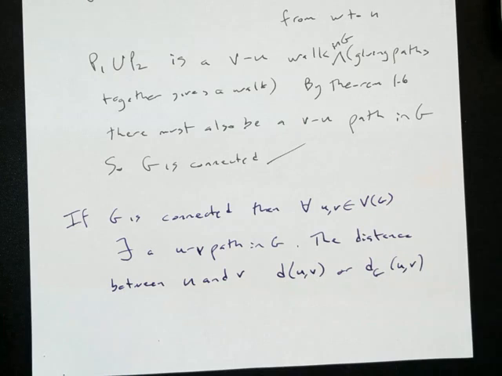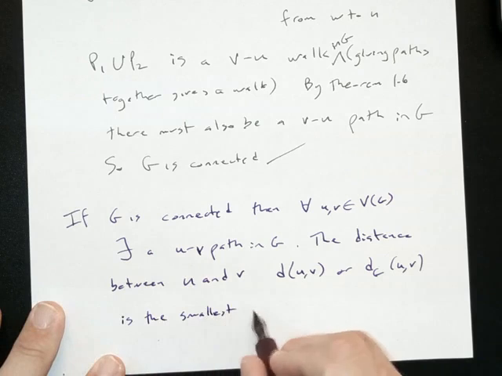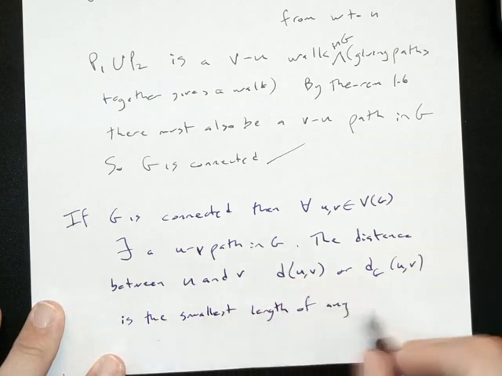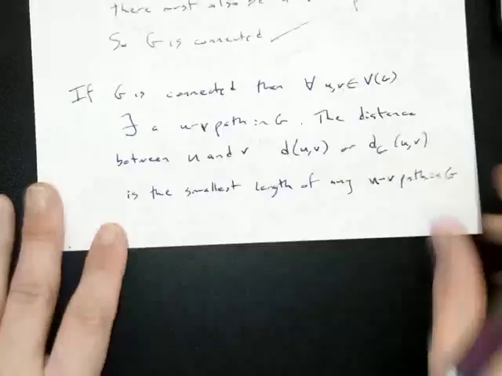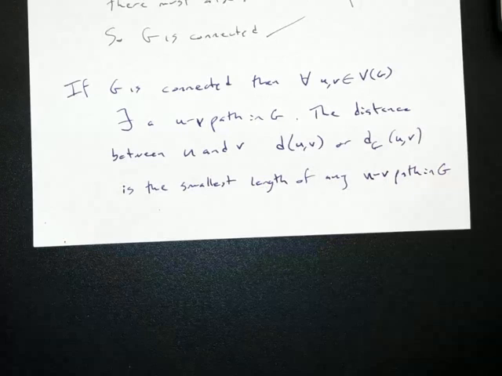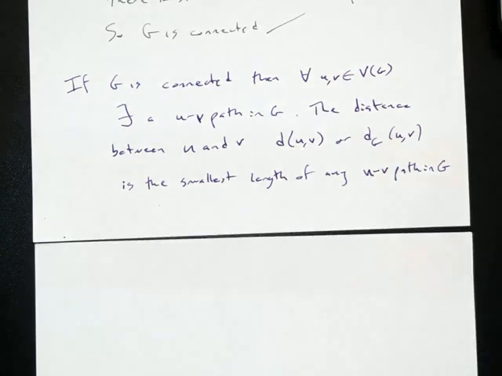And I'll call that d of uv, or d sub g, or the distance in the graph g, is the smallest length of any uv path. So if I tell you that the distance between two vertices is 5, then the smallest path between them has length 5. No smaller path exists. If I tell you the distance between them is 2, then you go from U to W, W to V, that's the shortest possible path around.